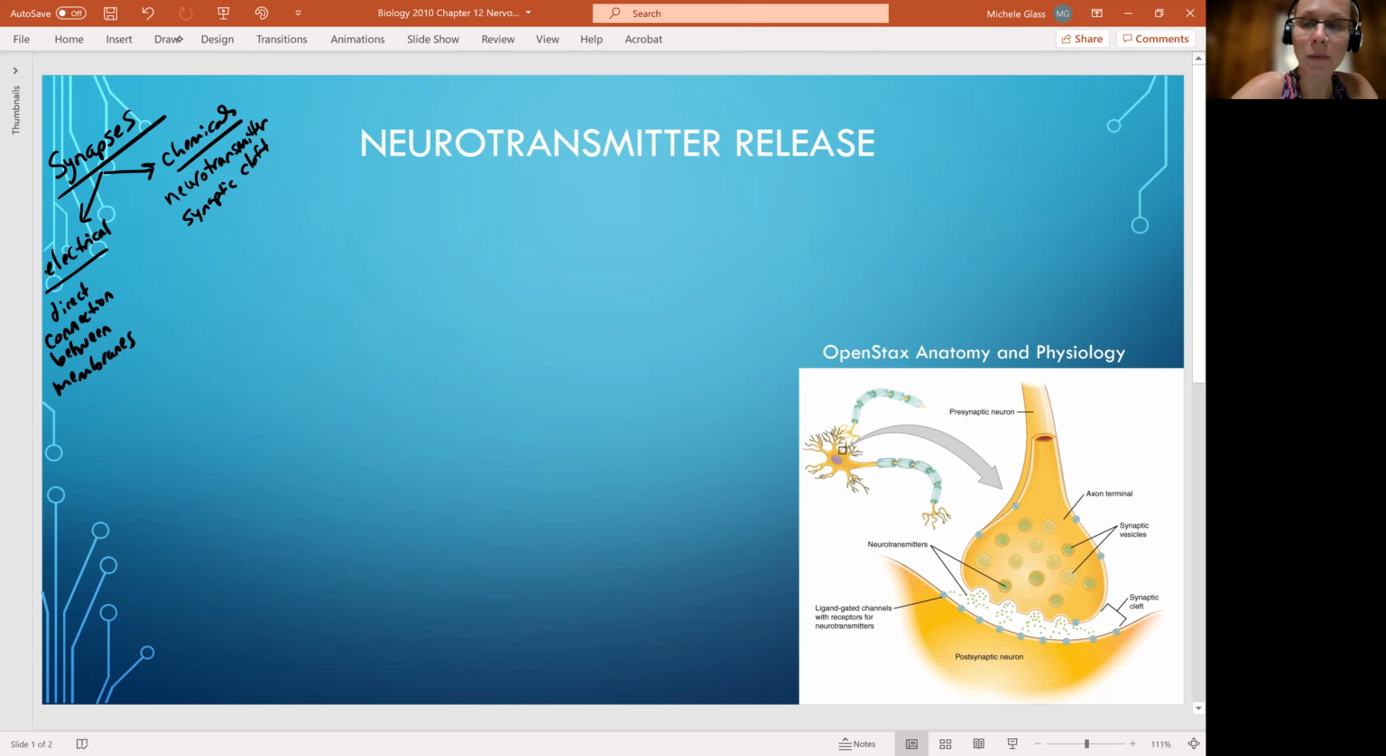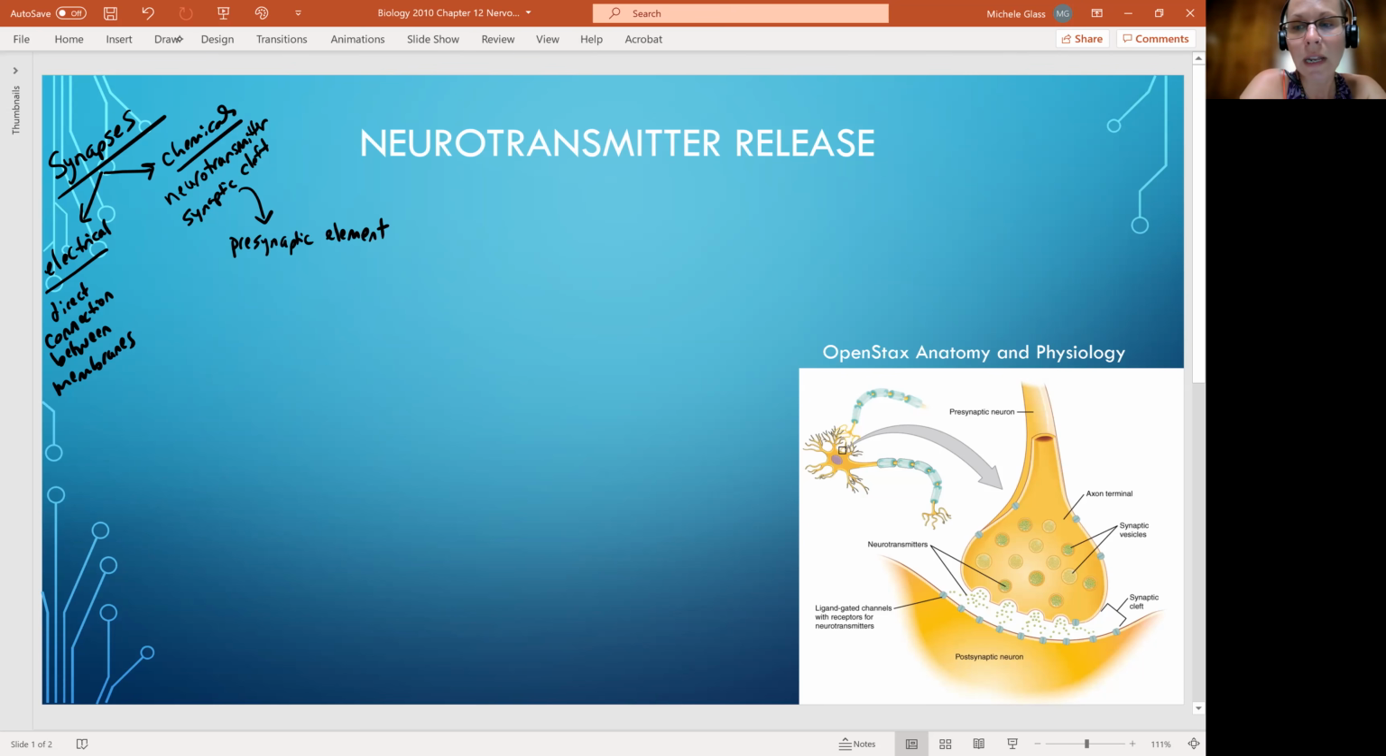Now, in the case of a chemical synapse, let's add some detail here. You're going to have a presynaptic element. This is typically a cell, and for us, I think we should think about that as the synaptic knob.